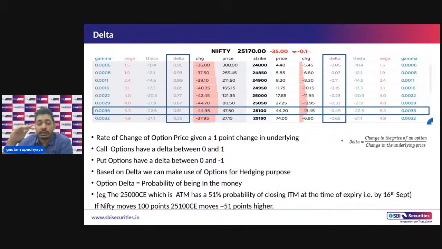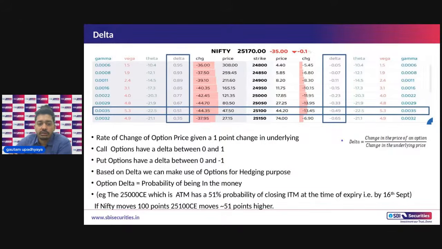So currently Nifty is at 25,100, that is the spot level. So 25,100 will be the at the money strike price. So 25,100 will have a delta of 0.5. तो जो मैंने horizontal जो मैंने box draw किया है, that is the at the money call option.